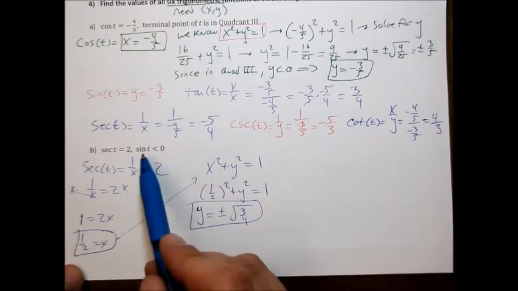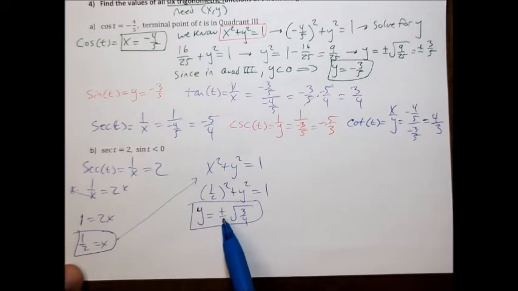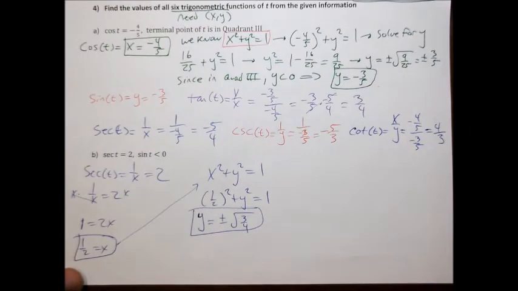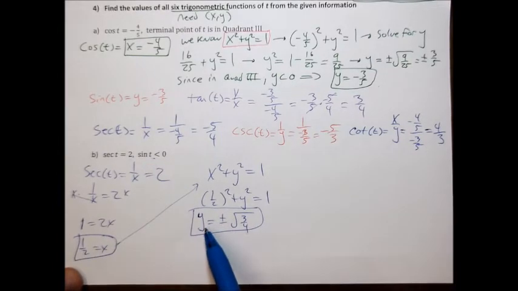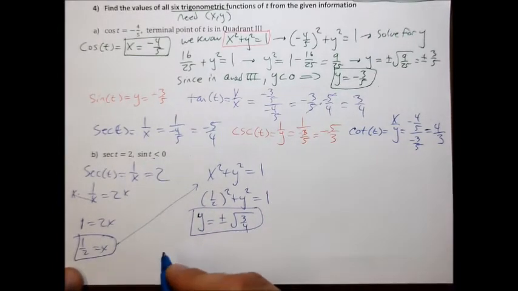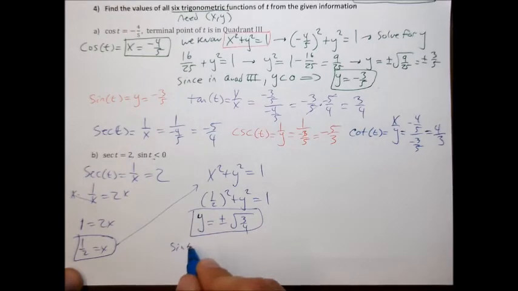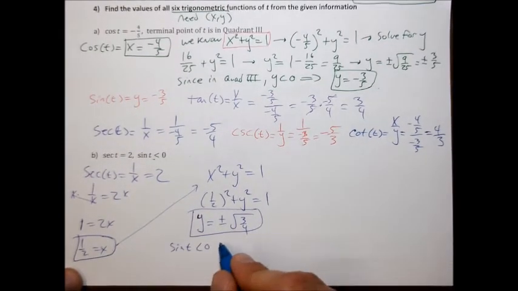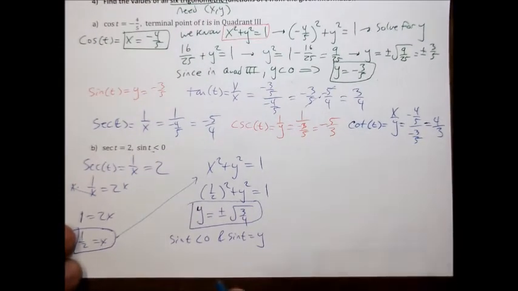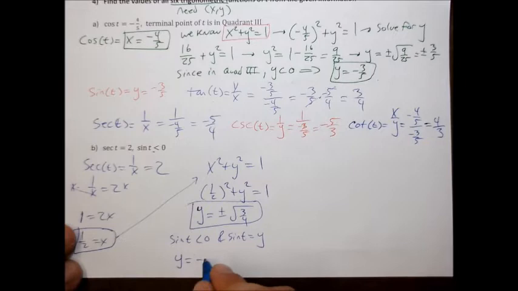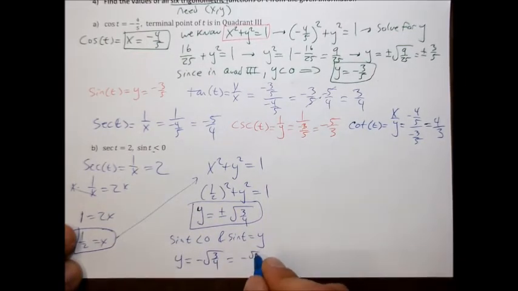Now, we're being told which one of these do we pick, plus or minus. So we're being told sine is negative, and sine is the y value. And so we take the negative value then, and we use negative square root of 3/4, which is the same thing as negative square root of 3/2.